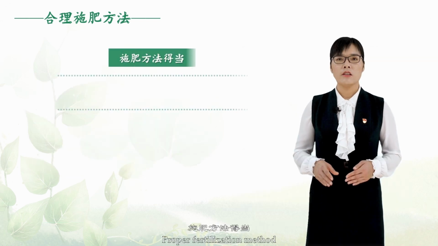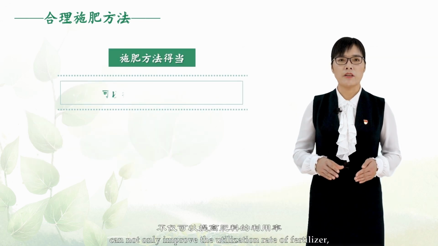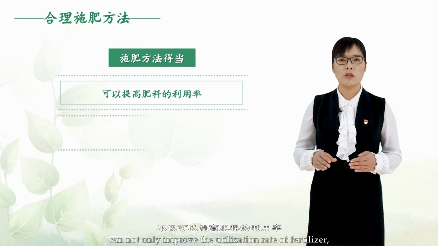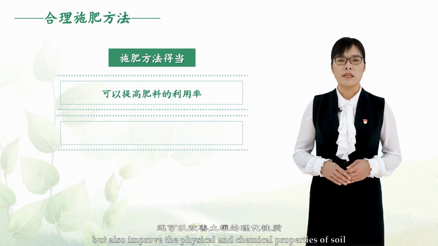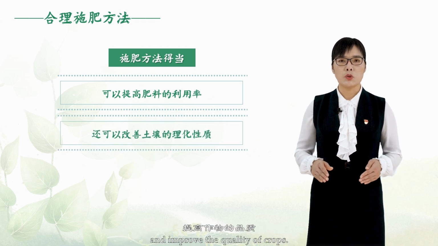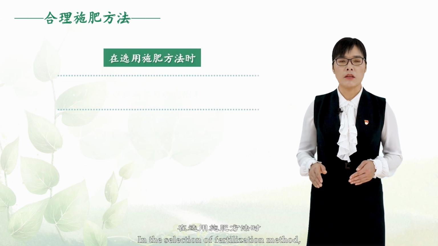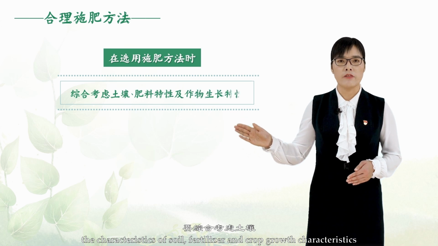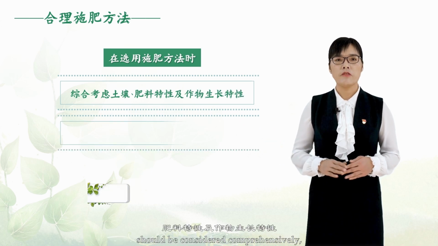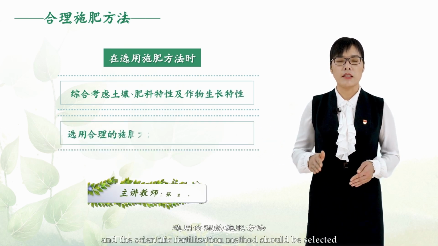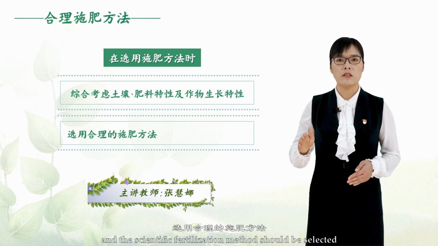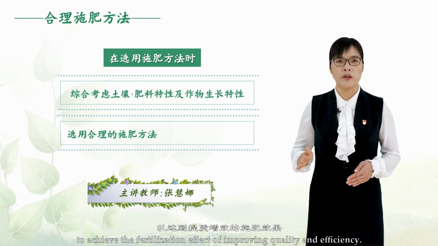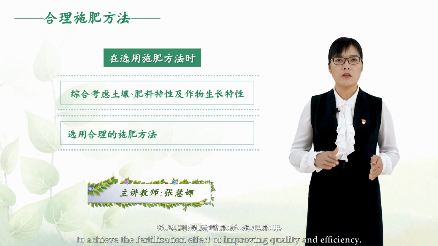Proper fertilization method can not only improve the utilization rate of fertilizer, but also improve the physical and chemical properties of soil and improve the quality of crops. In the selection of fertilization method, the characteristics of soil, fertilizer, and crop growth characteristics should be considered comprehensively, and the scientific fertilization method should be selected to achieve the fertilization effect of improving quality and efficiency.